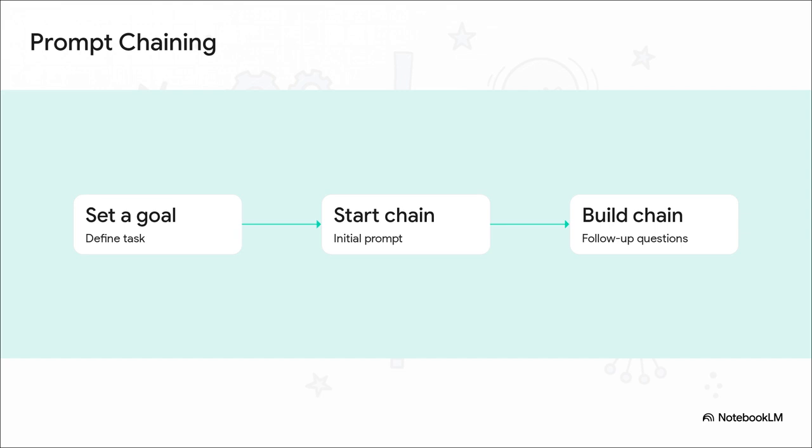Instead, treat it like a real conversation. You set a goal, start the chain with a broad request, and then build the chain by asking follow-up questions in that exact same chat window.